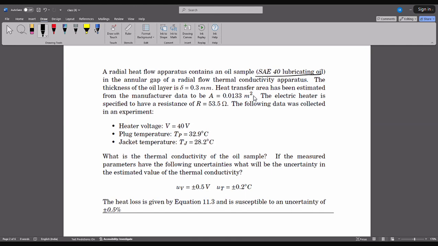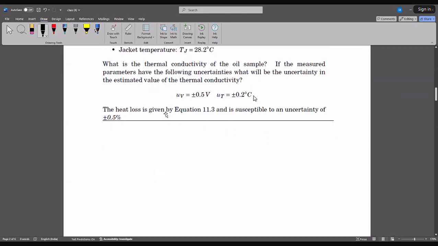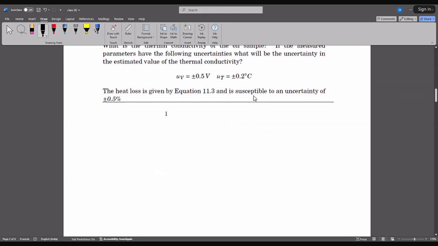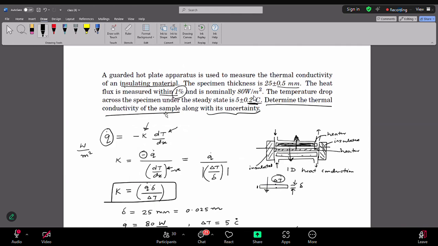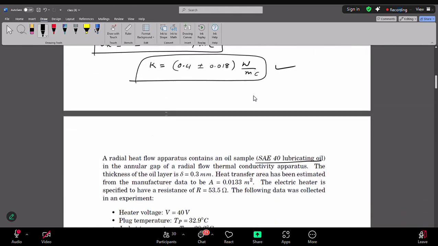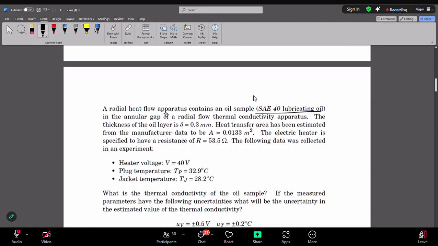The following data was collected in an experiment. Heater voltage is given, plug temperature is given, jacket temperature is given. What is the thermal conductivity of the oil sample? First let us resolve that and then we'll calculate the answer. Compared to a guided plate, which is rectangular in geometry because heat flow is happening either upward or downward, in a radial heat flow apparatus, as the name suggests, heat flow direction is radial.